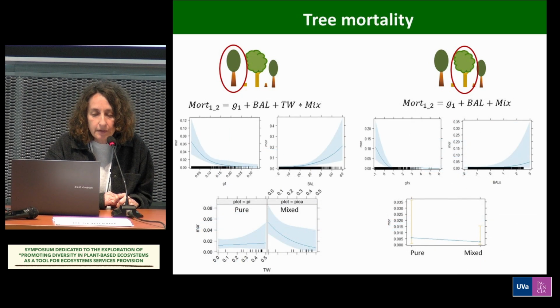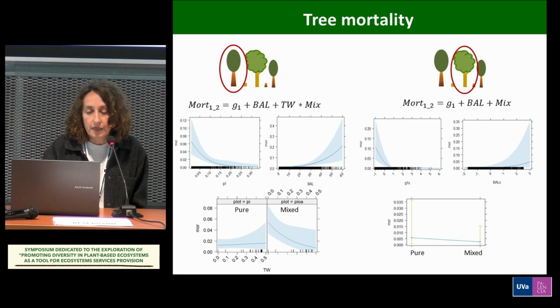Focusing on tree mortality, the main factors explaining tree mortality were tree size and social position. The larger the tree size, the lower the mortality, and the larger the basal area of larger trees, the greater the mortality. But we also find some mixture effects, and again there were some differences between the two species.